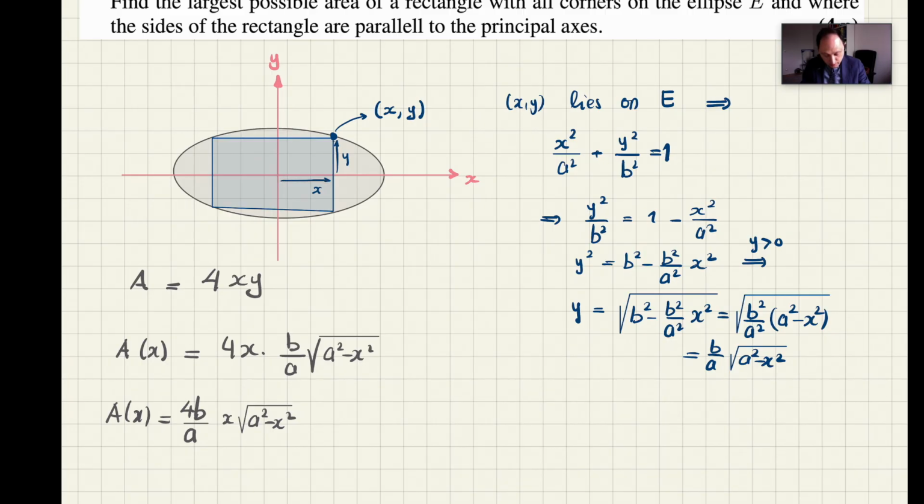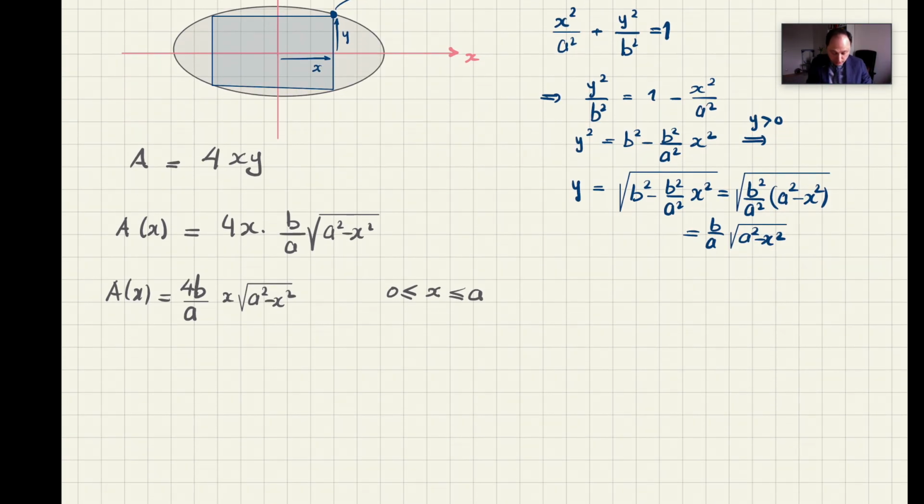In my setup, x starts from here and can at most go up to here, which is a here. Why is this a? Because if I put y equal to 0, this is the x-axis. So if I want to find the intersection point, I put y equal to 0, and then x squared becomes a squared, so it means that x is plus or minus a, but in my setup x is positive a. So the interval that I am looking for, I have for x, is somewhere between 0 and a, which is actually expected here.